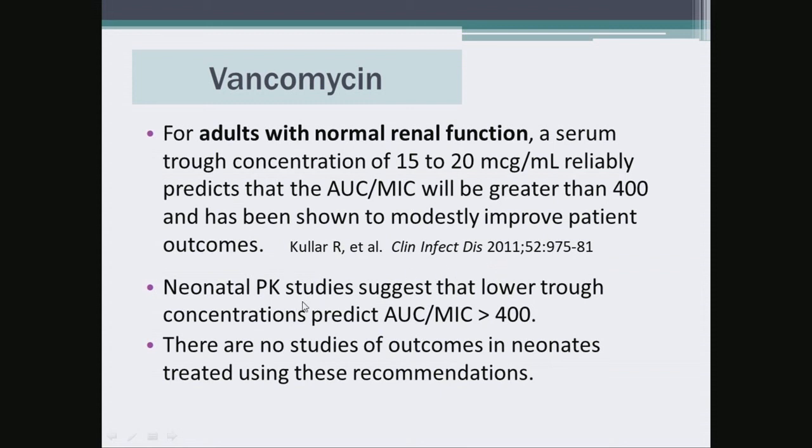Neonatal PK studies that have been done since that time suggest that lower trough levels, not 15 to 20, but something lower than that, would predict this ratio being greater than 400. However, we don't have any outcome studies in neonates that are treated using these recommendations. So despite some adult clinical outcome data, we don't have that for neonates.